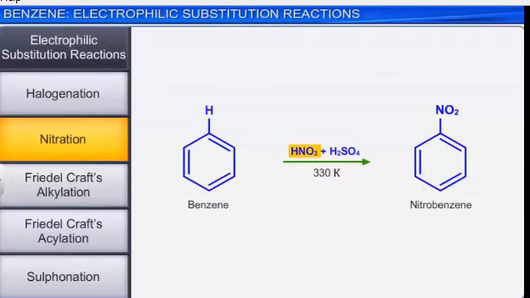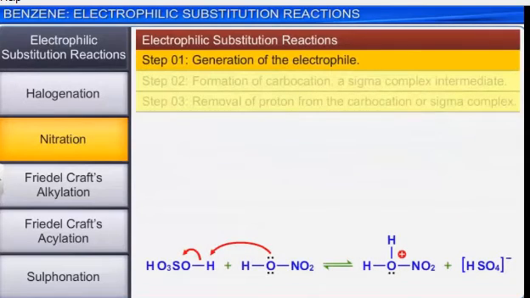When benzene is treated with nitrating mixture, it results in the formation of nitrobenzene. Let's discuss the mechanism of this reaction. First, an electrophile, that is, the nitronium ion here, is generated when sulfuric acid transfers a proton to nitric acid, as shown in these reactions.